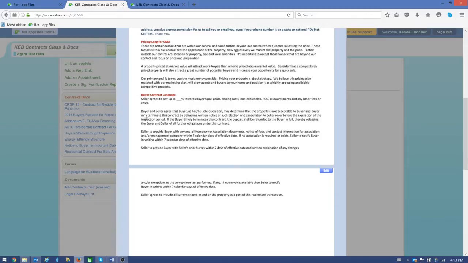Here's a beauty paragraph. Buyer and seller agreed that buyer, at her or his sole discretion, may determine that the property is not acceptable to buyer, and buyer may terminate this contract by delivering written notice of such election and cancellation to seller on or before the expiration of the inspection period. If the buyer timely terminates this contract, the deposit shall be funded to the buyer in full, thereby releasing the buyer and seller of all further obligations under this contract. Sound familiar? Of course it is.